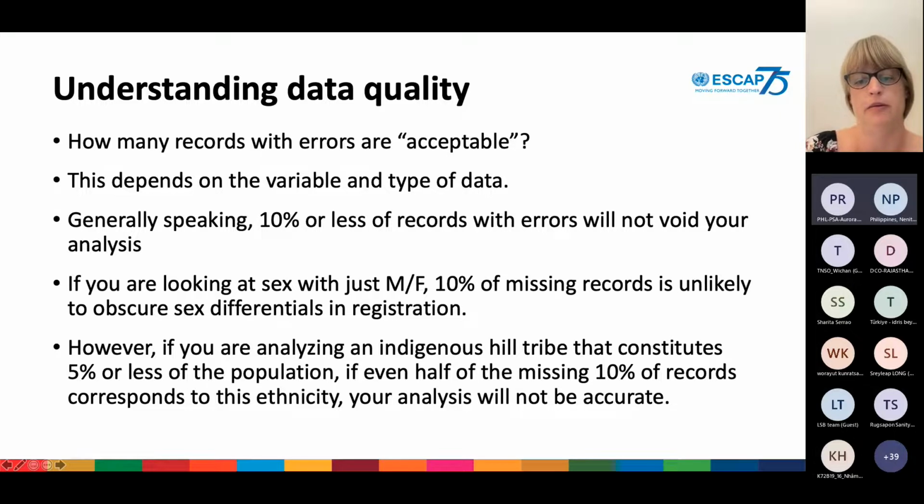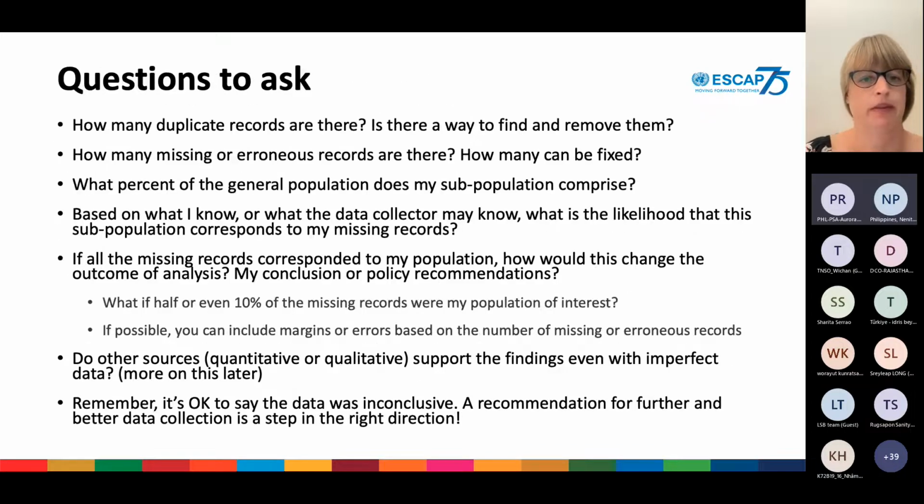If you're looking at 50% of the population by male, female, it's probably less critical than having the potential of 10% of missing records all corresponding to a certain population, or maybe half of them to a certain population of interest. So you would want to do a little bit more research and see if you can understand from the data provider maybe what's going on.